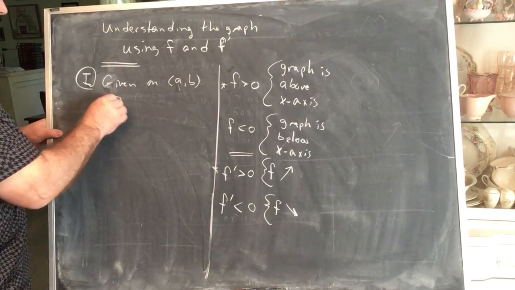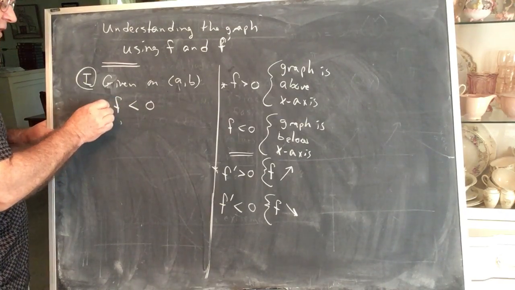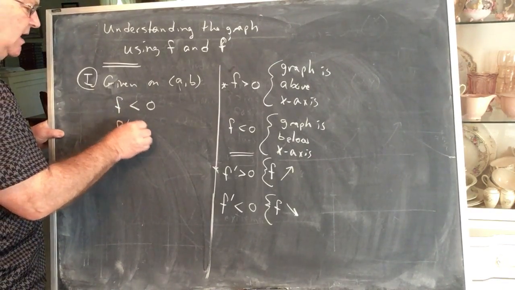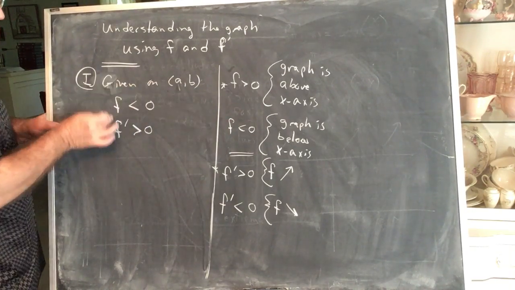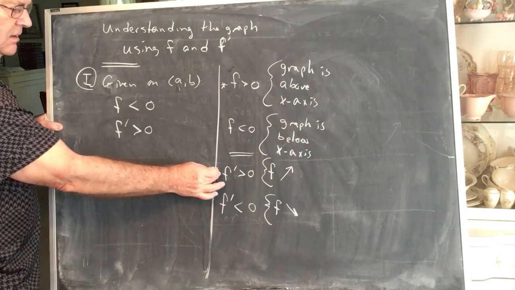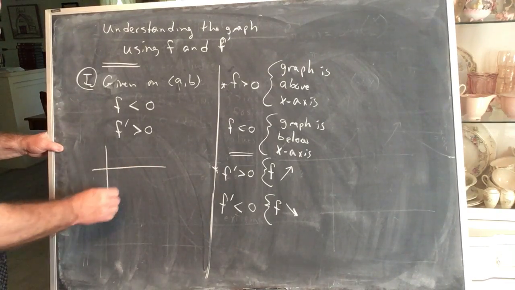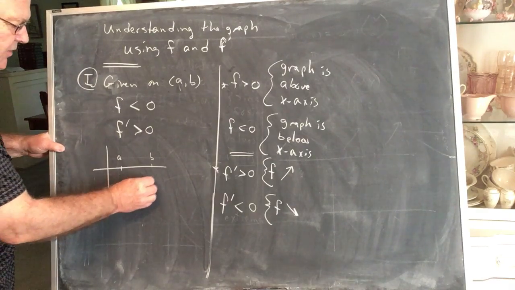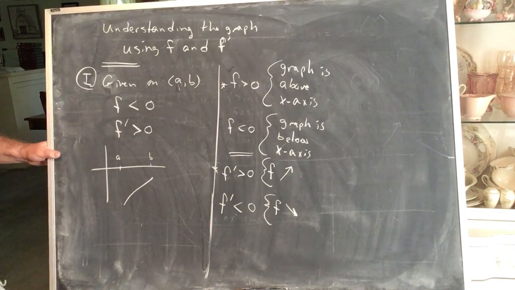Suppose we're given the function itself, f is less than 0, and the derivative, let's say, is bigger than 0. So this means the curve must be below the x-axis and the curve must be increasing. So a picture that is below the x-axis and increasing. So let's suppose this is A, this is B, a curve below the axis but increasing. That curve would meet these two requirements. It's not the only possibility, but it is one curve that meets these two requirements. All right?